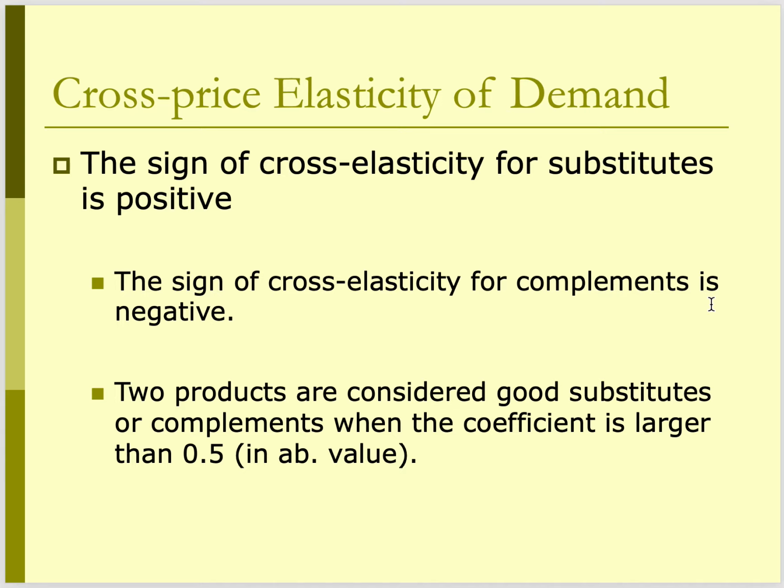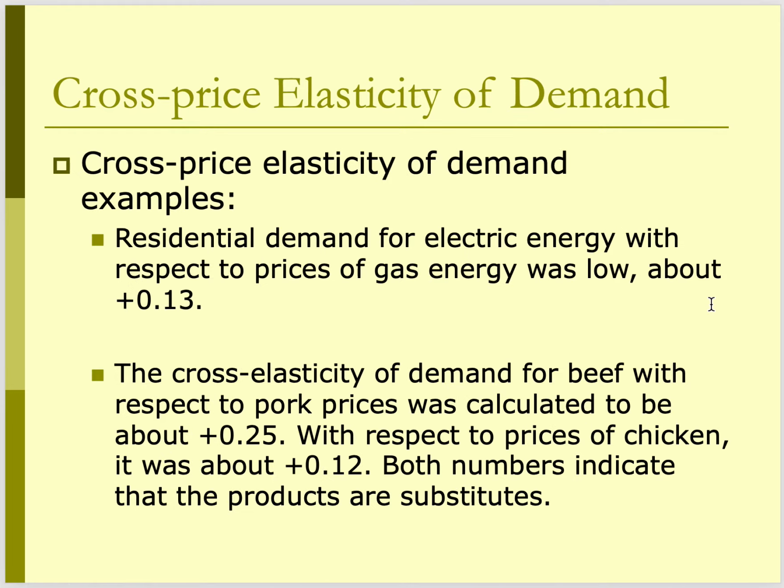If it's negative, they're complementary goods. And if it's less than minus 0.5, they're considered good complements to each other, but more related. So, cross elasticity of demand examples.